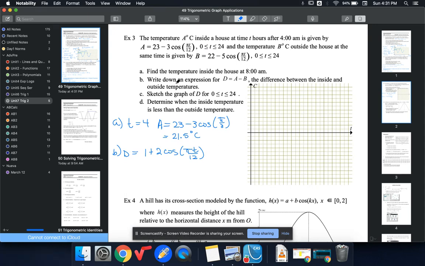All right, so now I'm going to sketch my graph for the difference. So here, my center value, my D value is going to be 1. So I'm going to call this my 1 and think about that as my center. My amplitude is 2, so I'll go up 2. So there will be my maximum difference, which will be 3 degrees Celsius. And then my minimum difference, I'll go down 2, so I'll be at negative 1.